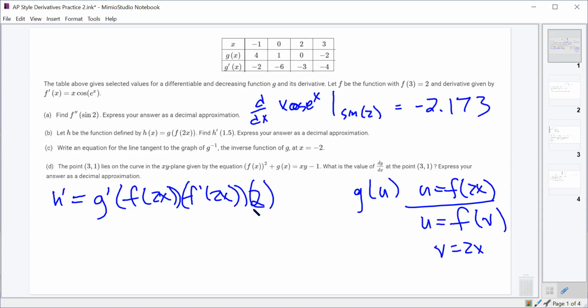Everybody good with that setup for the derivative of h? It's the chain rule within the chain rule. The composition of a composition of functions. Any questions or no?